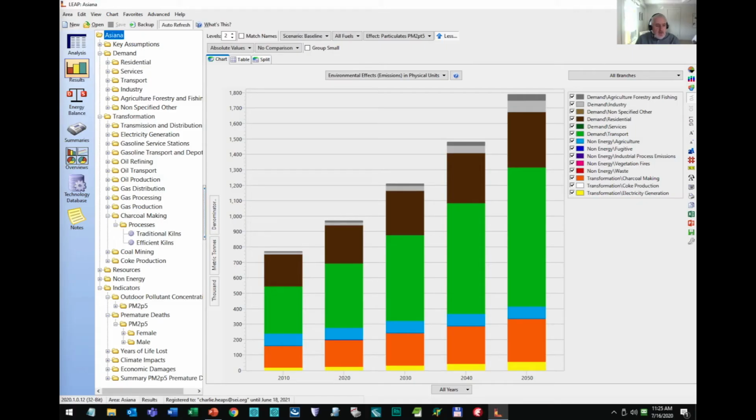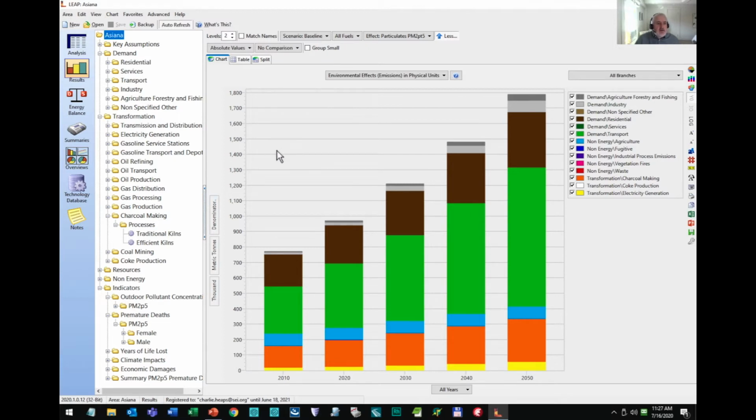Here we are showing emissions of PM2.5 particulates over time, which were calculated in LEAP within the sectoral structure shown in the tree on the left. You can see that emissions more than double, with big growth coming in particular from a rapidly growing transport sector. Other major sources of emissions include the residential, charcoal making, electric generation, and agriculture sectors.